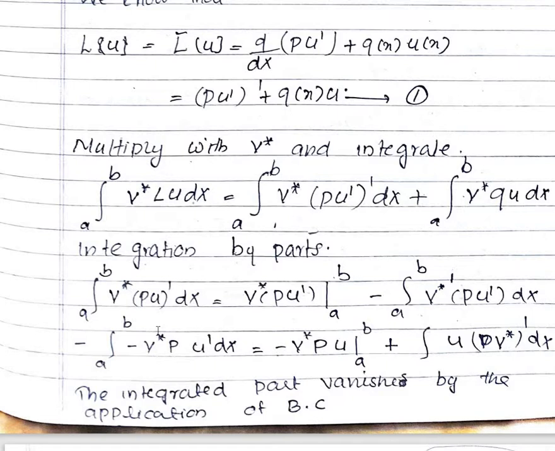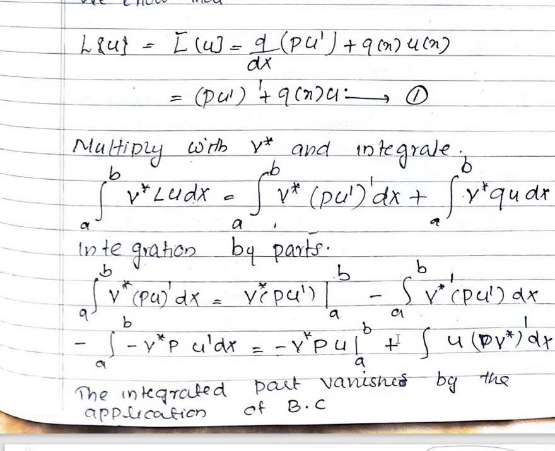Here we consider v star p as the first function. The first function v star p times the integral of the second function u dash; when you integrate the second function, you get u, minus the integral of the third. Between the limits a and b, then the second term is minus the integral from a to b of v star p u dash dx. So this minus sign and the integral's minus sign will become a positive term.